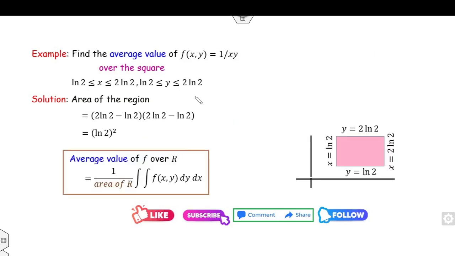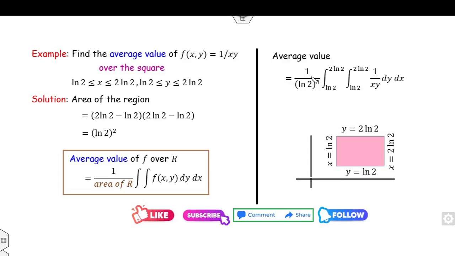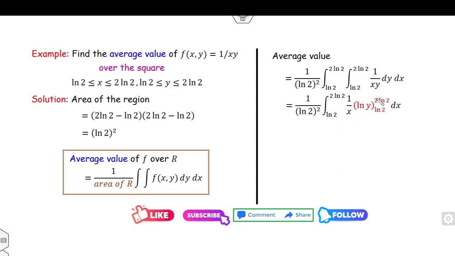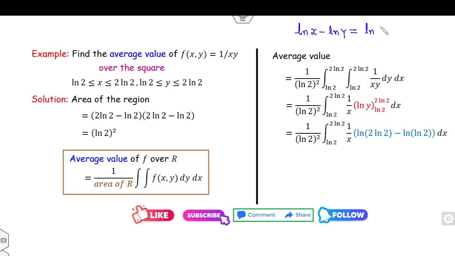Now you can find the average value, which will be 1 over area times the double integration of this part. How can you solve this integration? Again, it is very simple, because you have to integrate with respect to y. Keeping x constant, 1 over x is outside, and the integration of 1 over y is ln of y. Now you can substitute the upper and lower limits and you will get this expression. Then I can use ln x minus ln y, which is equal to ln of x over y.